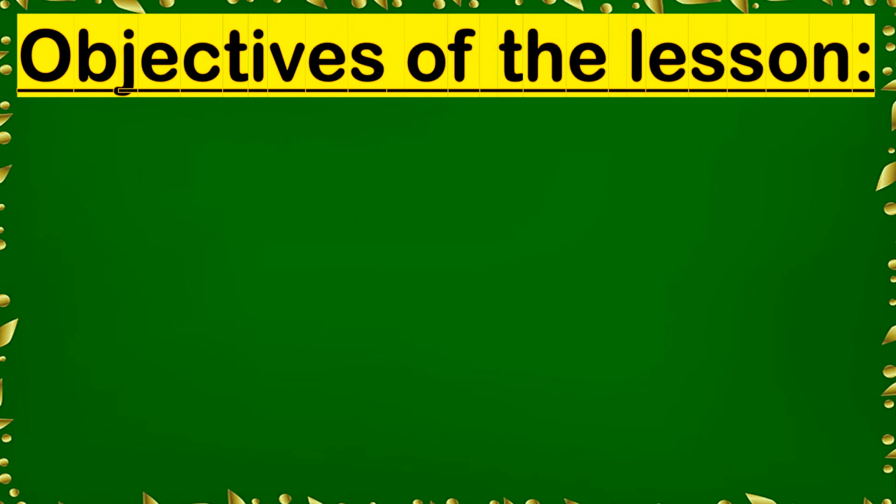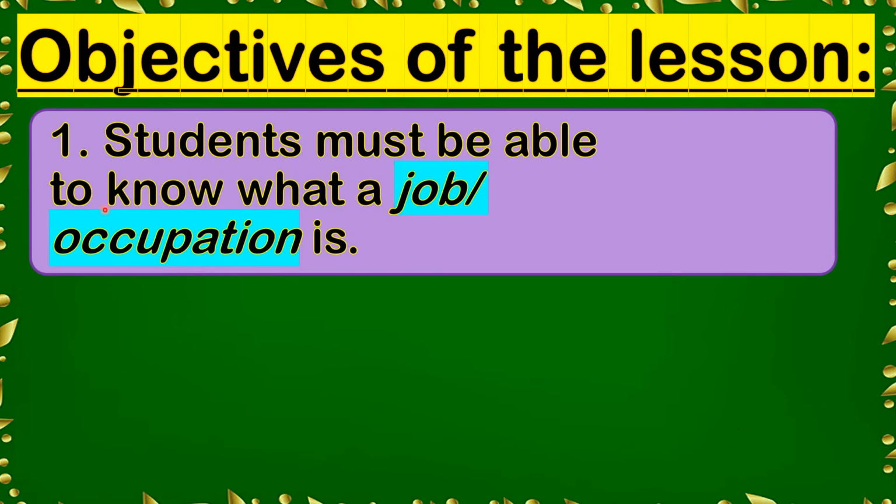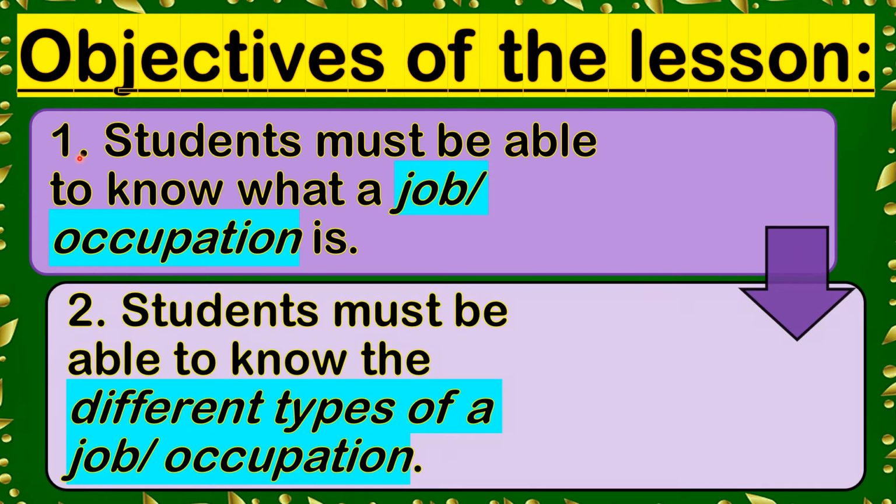Class, for the objectives of our lesson for this week. Number one, students must be able to know what a job or occupation is. And number two, students must be able to know the different types of a job or occupation. So at the end of this discussion, I expect that most of you already understood what job or occupation is and the different types of a job or occupation.